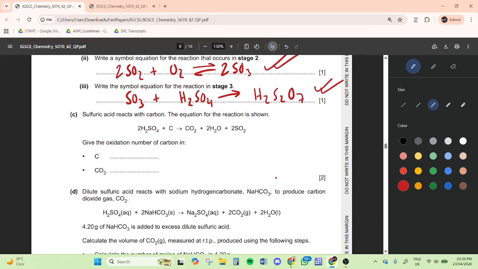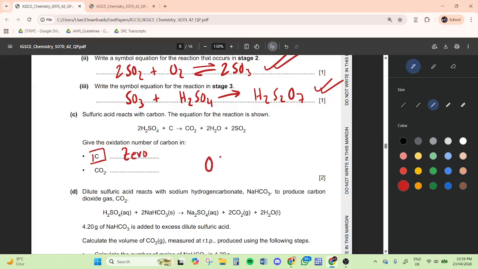Sulfuric acid reacts with carbon. The equation for the reaction is shown. Give the oxidation number of carbon. Give the oxidation number of carbon in C. So right now it's at a resting state. It doesn't currently have an oxidation number. So this will be 0.